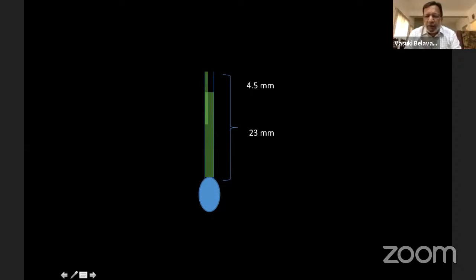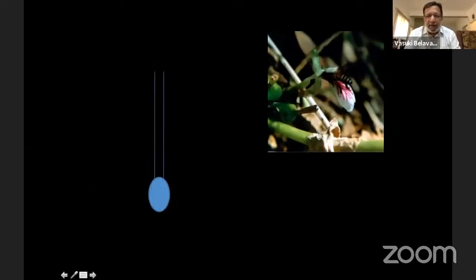So how to test this? For this, we used artificial styles of thin wire and also the styles of ixora flowers. We introduced those inside the tube and then saw to what level the bee takes the nectar. So it is interesting, this is the experiment that we did.